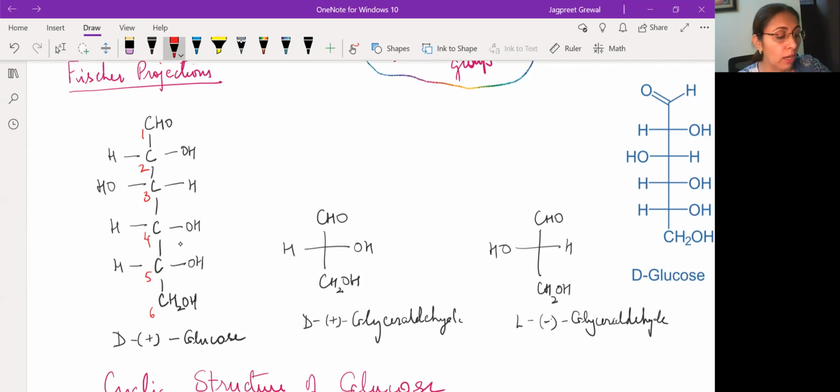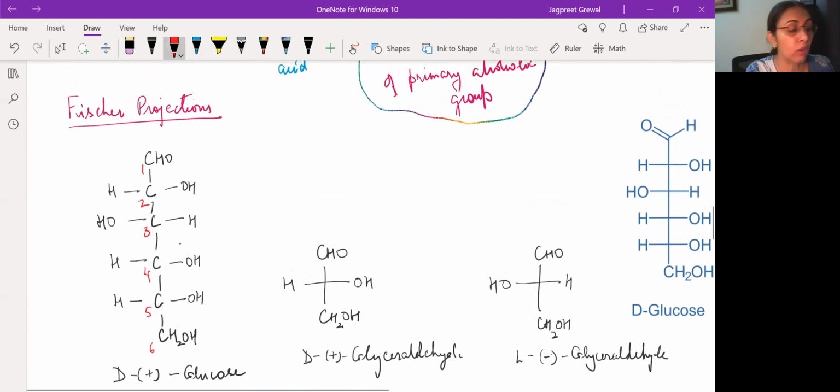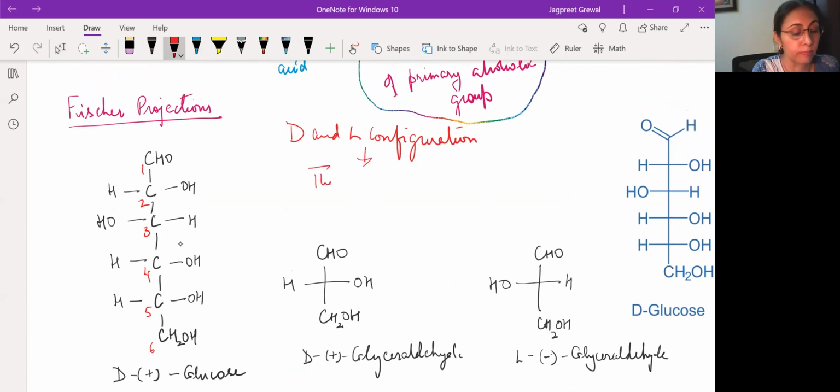As you can see, in all the carbon atoms the hydroxyl groups are present on the right hand side except in carbon 3. So this is how you can remember the structure. In carbon 3, the hydroxyl group is present on the left side. After this, the structure was given the configuration D. Now these D and L configurations are theoretical configurations, or we also call them absolute configurations.